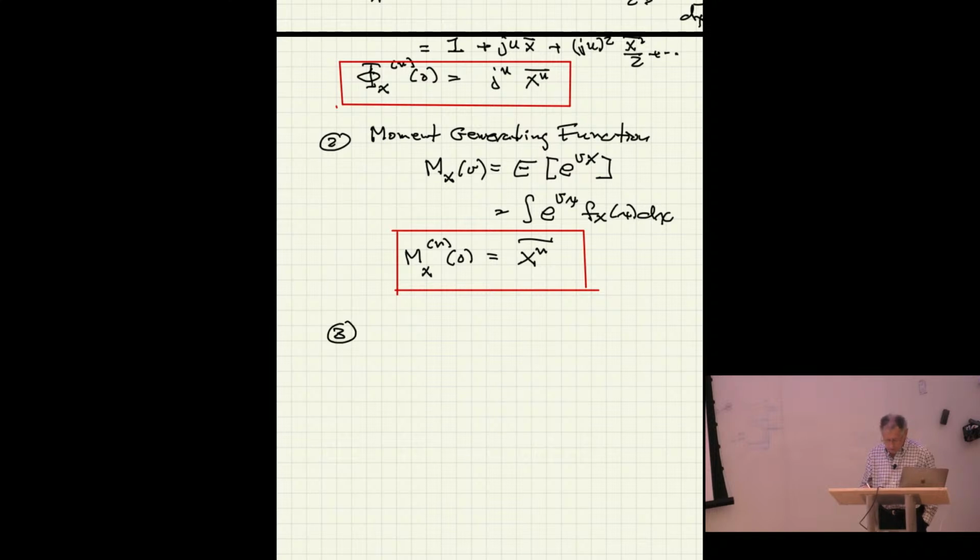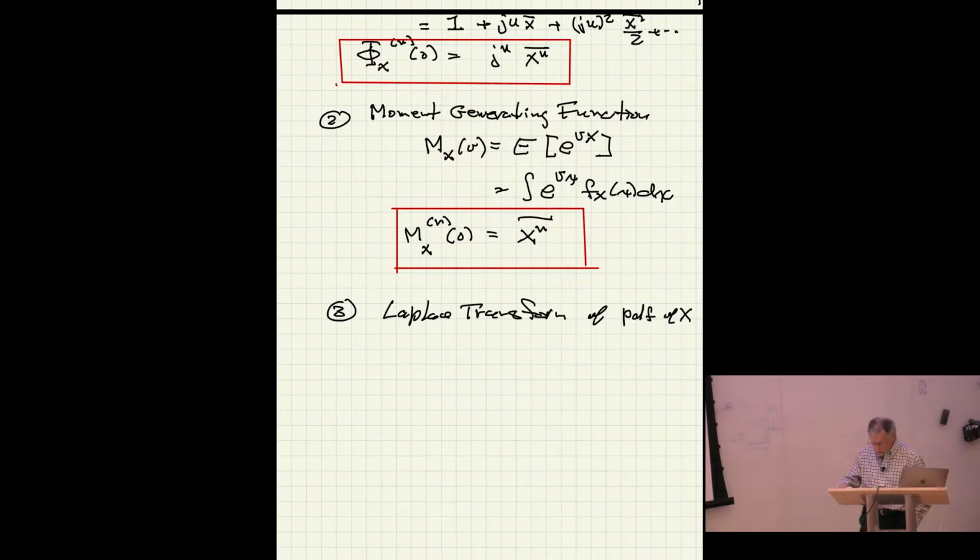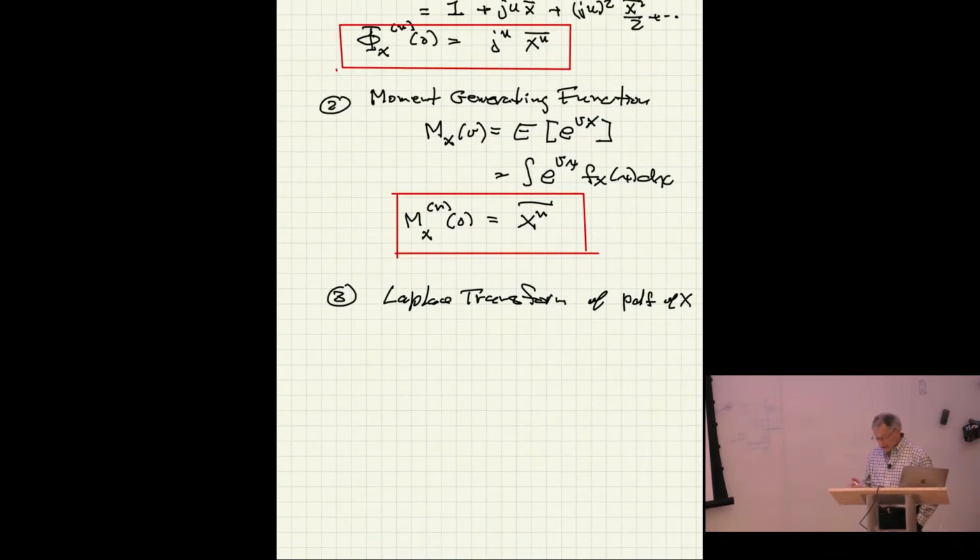Let's do something we've seen before. We saw the Laplace transform of the PDF of x. I'm going to write that down. The density, the PDF density of a random variable x. And because we're going to be using this in queuing theory, we're going to take an example, the random variable x as, say, the inter-arrival time or the service time.